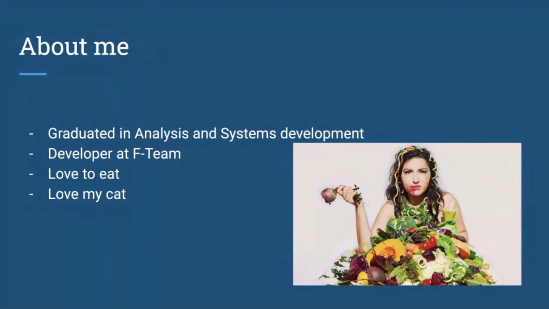So, about me, I have graduated in analysis and system development. My name is Jessica. I am a developer at FTeam. I love to eat, and I have a cat. His name is Chard, and I love my cat.